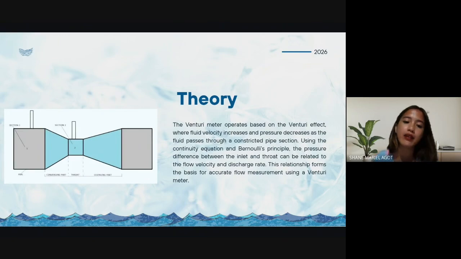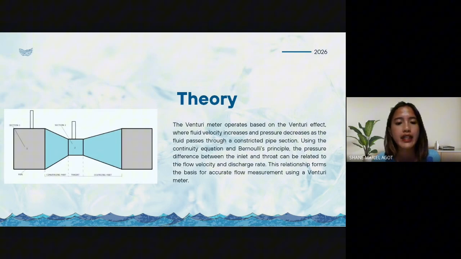At the same time, Bernoulli's principle states that the total mechanical energy of the fluid remains constant. Because of this, an increase in velocity results in a decrease in static pressure. This pressure difference between the inlet section and the throat is what allows the flow rate to be measured.